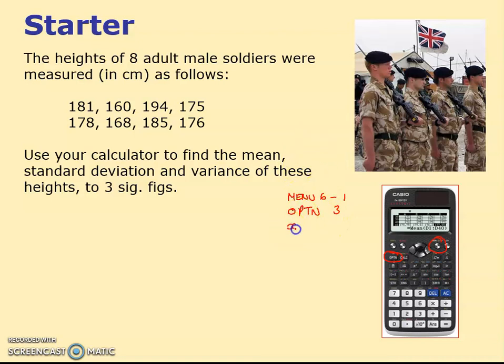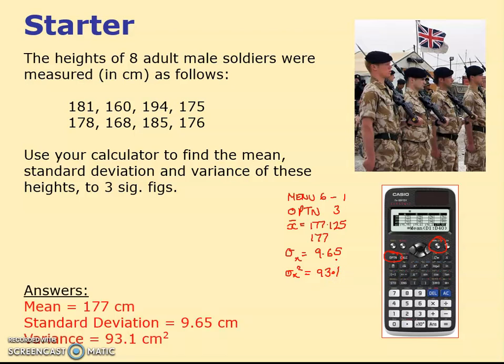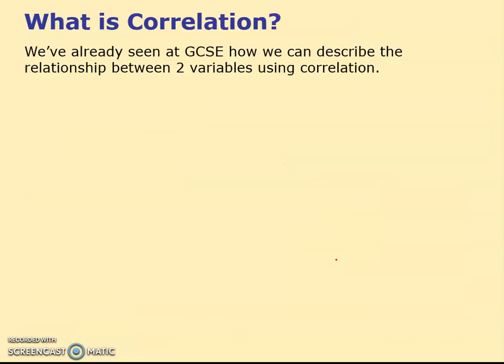It says that x bar, now this is the mean. And the mean is 177.125. It says to 3 sig fig, so presumably I'm going to call that 177. I want the standard deviation, which is sigma x on this calculator, and mine says 9.65 if I round it. And then standard deviation, if you square it, it's called the variance. And this calculator is one above it, 93.1. So hopefully you can get the same things too, because it's important that you can do them.